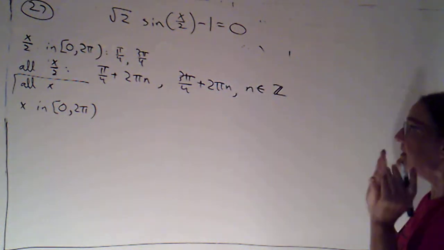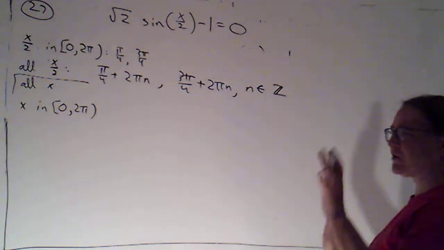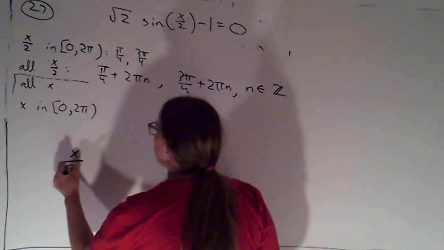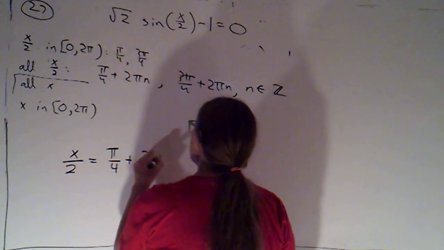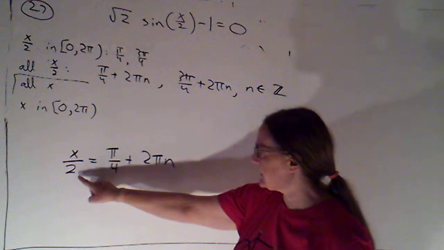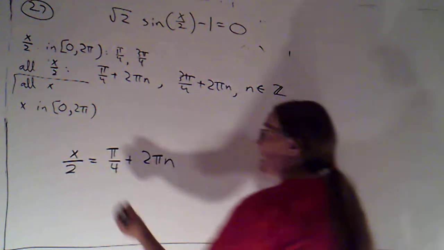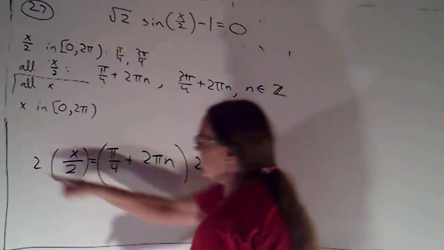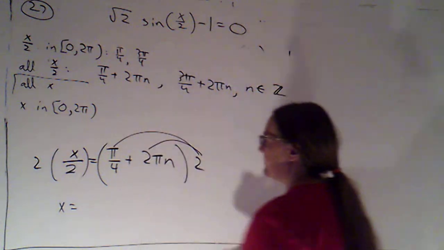Excellent. Now I'm ready to actually solve for x. I like to, at least for the first one, just write out the equation. What this is saying is that x over 2 could be pi over 4 plus 2 pi n. Now if you asked me to solve that for x, I would say what I need to do is multiply both sides by 2. So I'm going to multiply through by 2. Here it cancels, so I get x. Here, of course, I've got to distribute that.